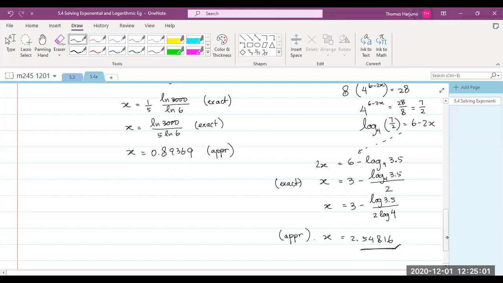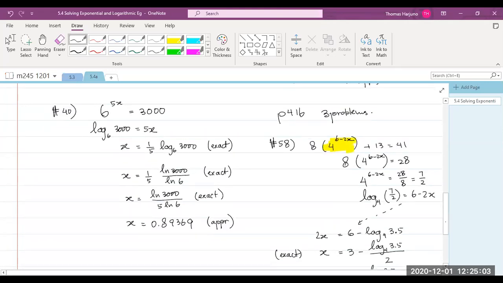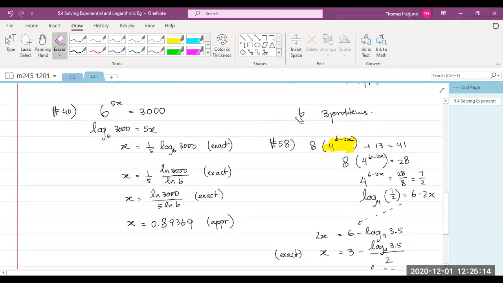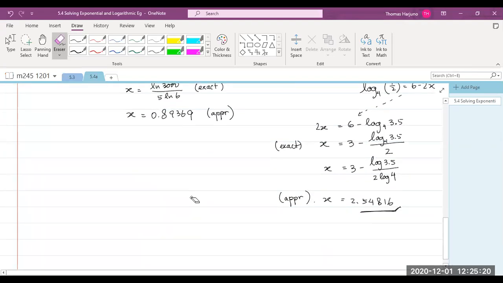So the idea is actually simple. You need to isolate the exponential part, and then change it into log form. Of course, another challenge is when you use the calculator: from that exact form, how to do the change of base so that you can use the calculator. Number 60, number 64, number 62.